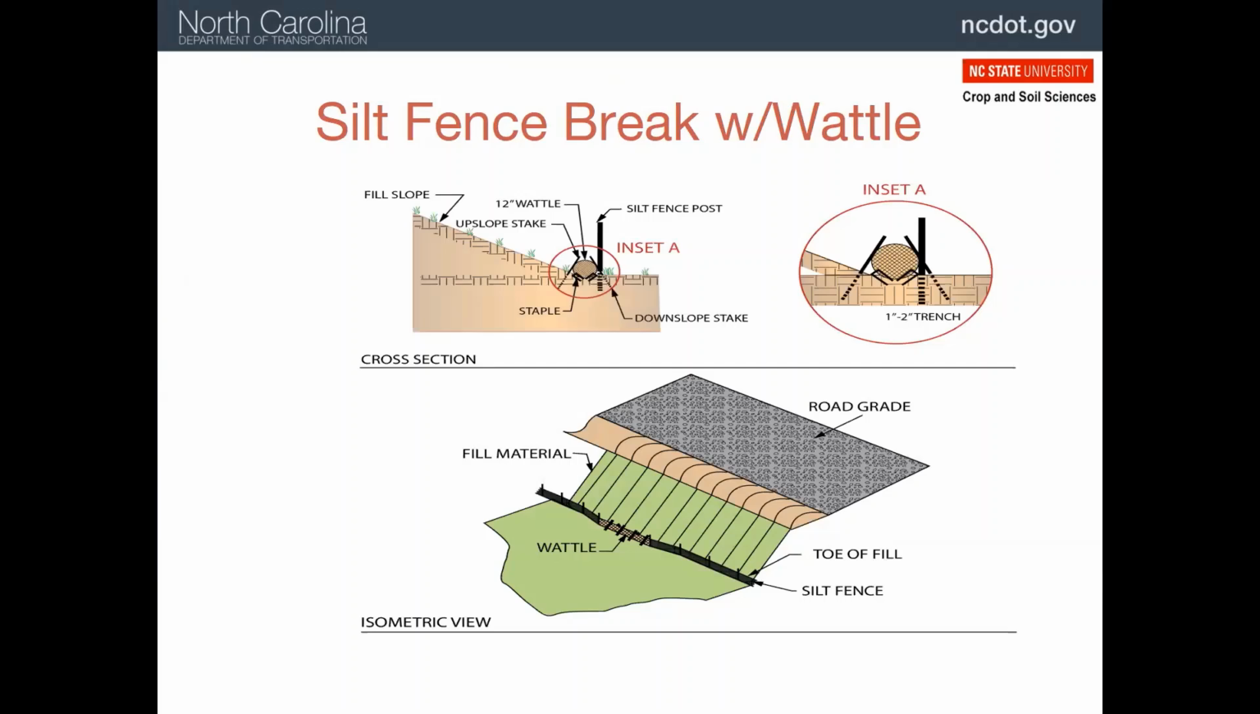These are several more diagrams showing the correct installation of the wattles in a silt fence. Up here in the upper right, you can see those are staples that are through the netting, and they help pull that wattle down to the ground and keep water from getting underneath it. Notice the angle of the stakes as well. Those also help to push the wattle to the ground.